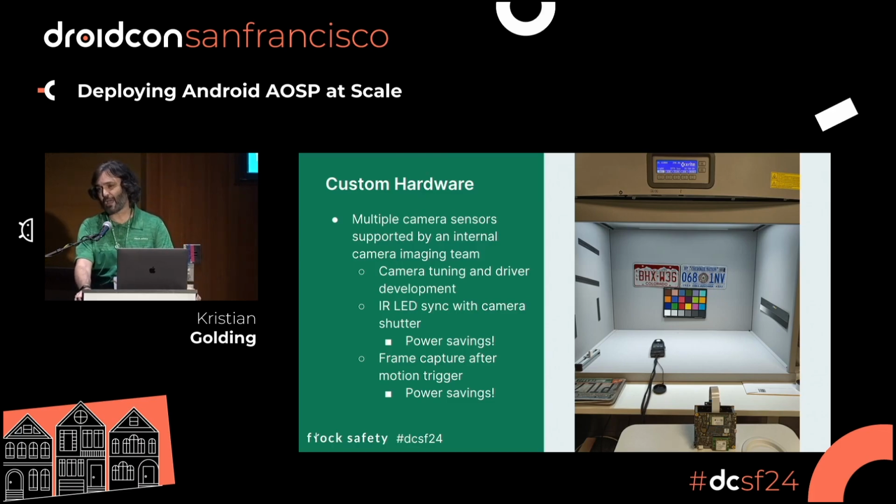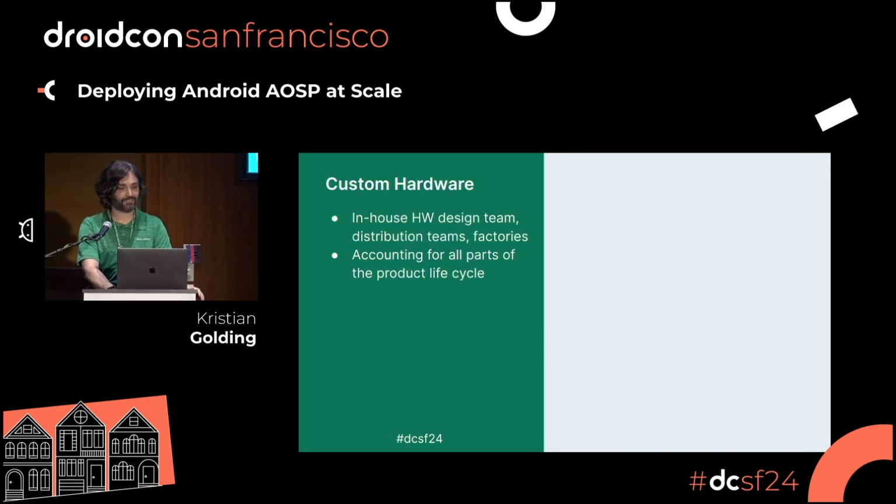And then we do a frame capture after a motion trigger. So while the camera stack is mostly active, we are waiting for a motion event before we start streaming images through. And we don't want to be processing images that we know we're not going to be using. So again, this leads to more power savings.